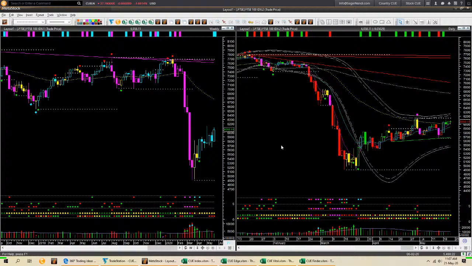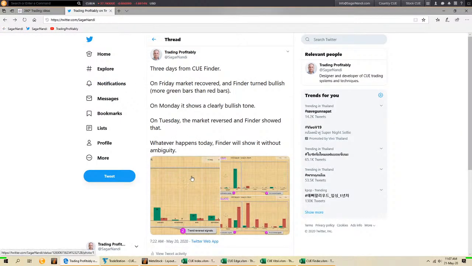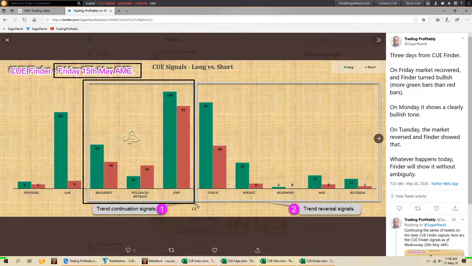What about the USA market? USA market is also moving inside a range bound fashion, and that sideways move is being picked up by QFinder. In a Twitter post, I shared successive days QFinder chart. This was the chart that was from last Friday. Last Friday, 15th May. At that time, the trend continuation signals drawn here, they started to become more bullish.